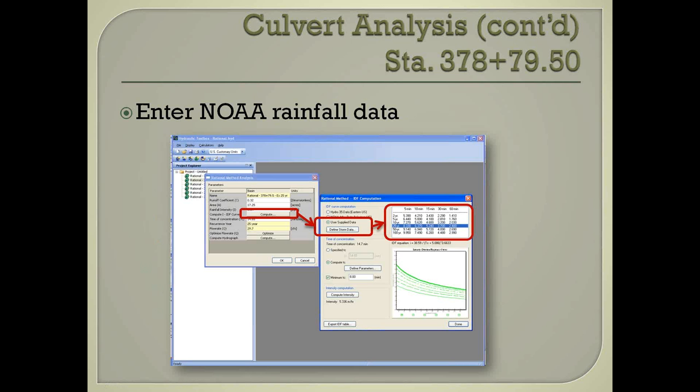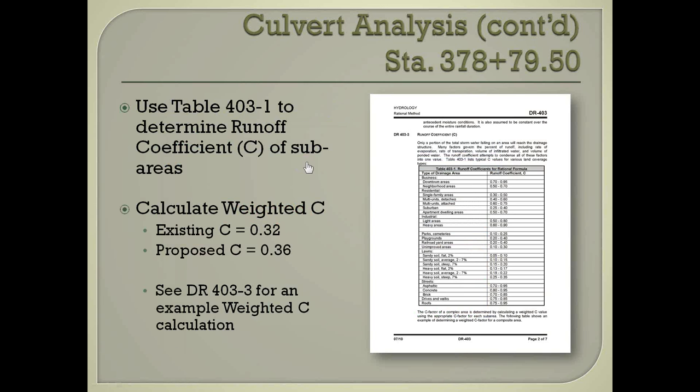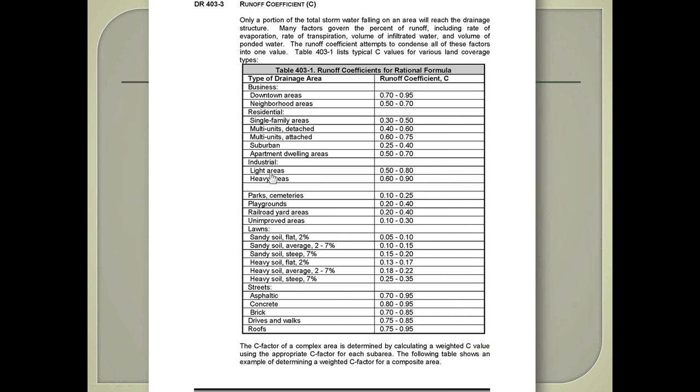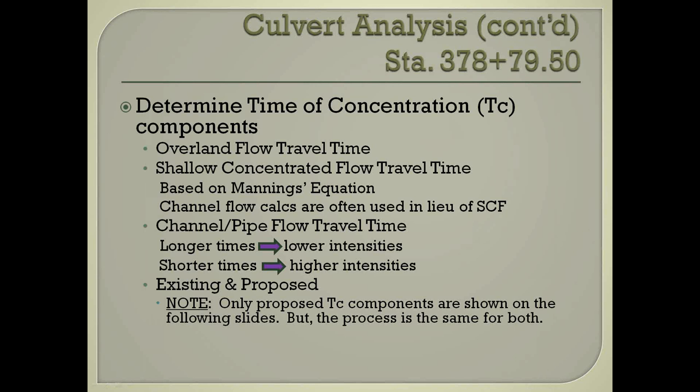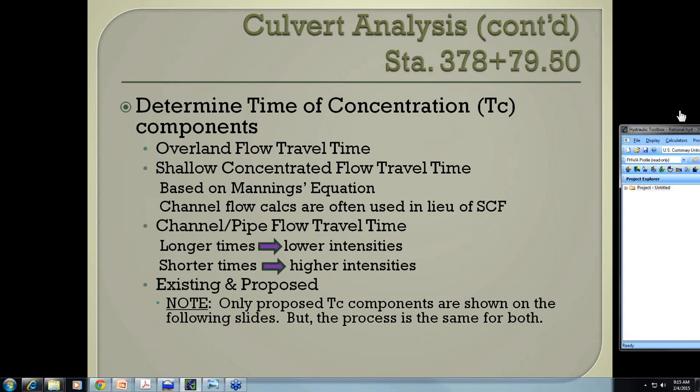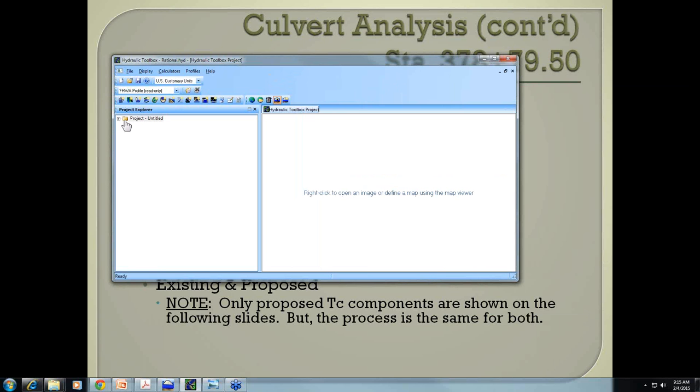The first thing we want to do is come up with our C values. We're going to determine our runoff coefficient, looking at what the ground is like and what's covering the ground. From looking at this, we get a weighted C value, and that will go into the hydraulic toolbox. Let me bring the hydraulic toolbox over here.